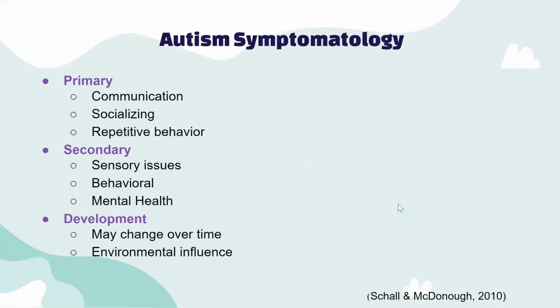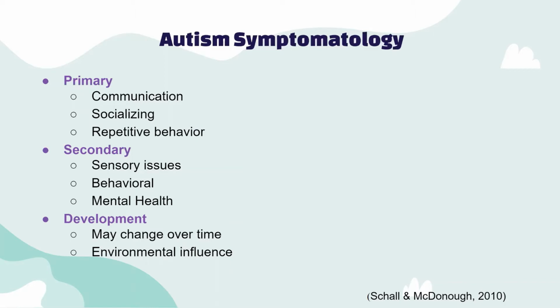So first we'll be talking about what autism is. Autism is a disorder where there are primary and secondary characteristics. For example, one might struggle with communication, like keeping up a conversation, socializing with peers, and they might engage in repetitive behaviors like walking back and forth.